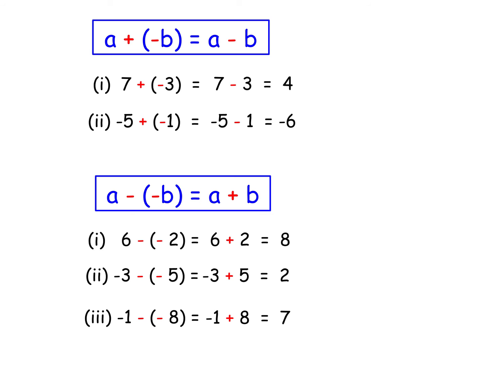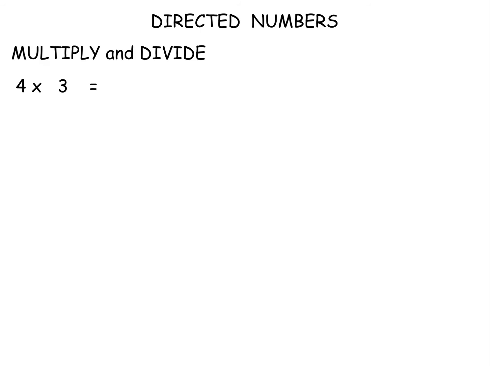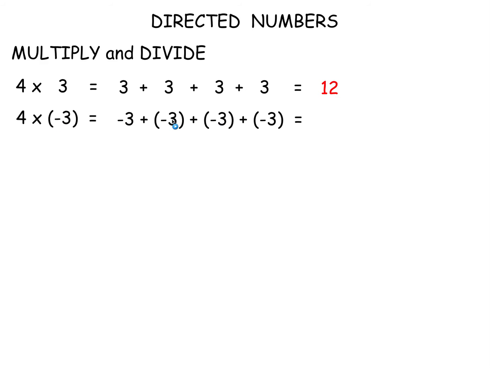This is now on to multiplication and division. So consider 4 times 3, that means you're adding up 4 3's. So a multiplication is a repeated addition. So if you've got 4 multiplying negative 3, that means you're adding up 4 negative 3's. So if you're adding up these 4 negative 3's, you'll get negative 12. So we've got a result, just like 4 3's are 12, 4 times negative 3 is negative 12.